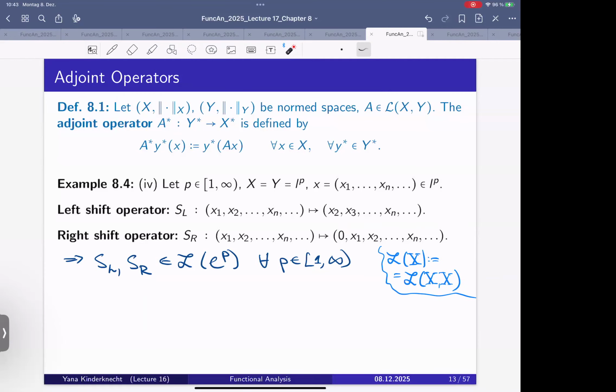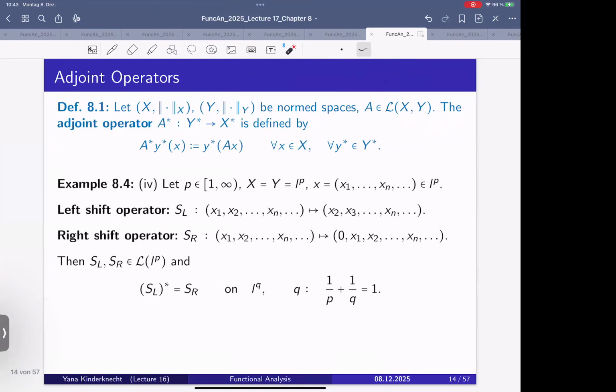And what we are going to do now: the statement is that the adjoint to SL is the operator SR. So the adjoint to the left shift is the right shift. Then it acts on the adjoint space, the dual space to LP. And we know that for such p's, the dual space to LP is LQ, where Q satisfies this condition. Yes? So this is the statement. Let us check it.